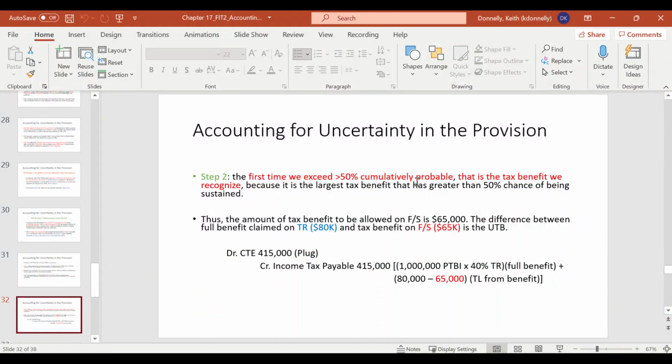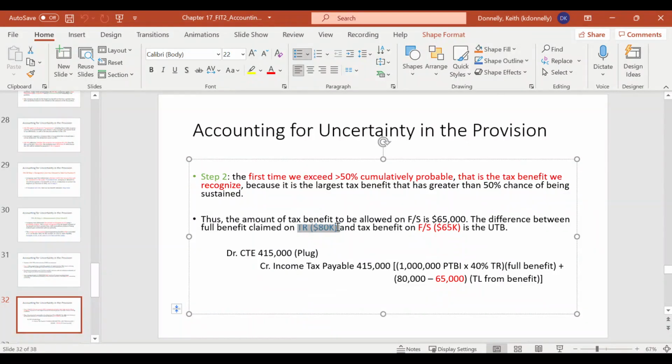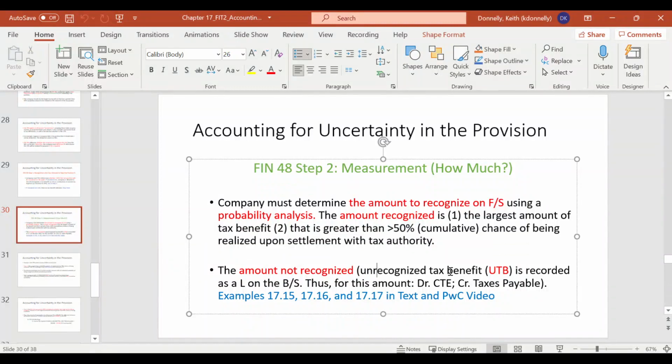So in this case, we've identified the largest cumulative benefit that has a greater than 50% chance. There's really only one of them here. Thus, the amount of tax benefit we're allowed to take on the financial statements is $65,000, right? The difference between the full benefit at the end of the rainbow, the 80K, and the amount on the financial statements, the $65K, is going to be the unrecognized tax benefit, which is going to be right here.